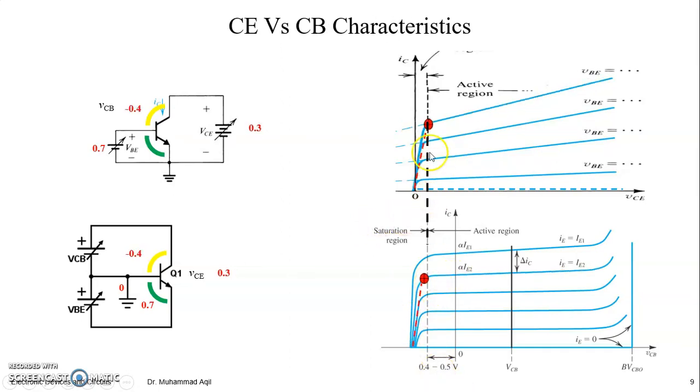This one is the saturation point. At the saturation point, you have VCE 0.3 and VCB is -0.4, right? So it means at VCE 0.3, the value of current will be the same for VCB from 0 to -0.4. So then our statement will be checked, right?